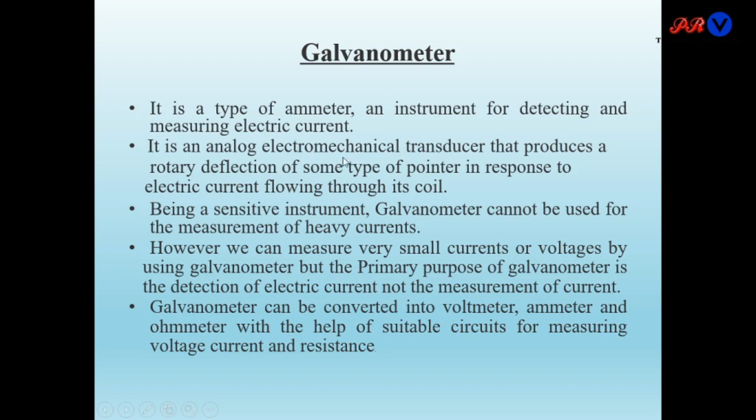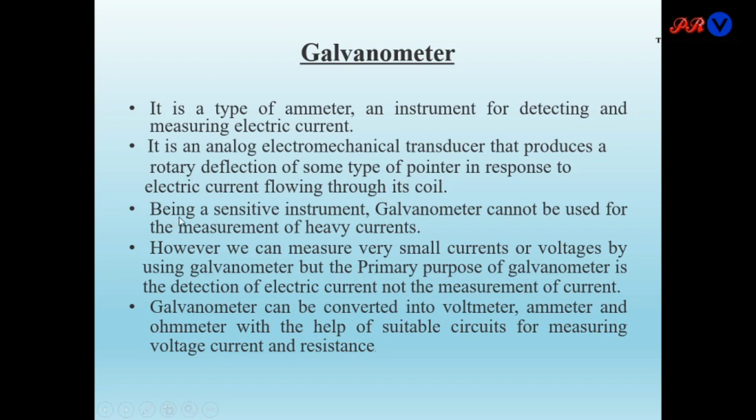It is electromechanical. Electro means the input is an electrical quantity and the output is some mechanical deflection that produces a rotary deflection of some type of pointer in response to electric current flowing through its coil. Means when we pass electric current through the coil, it will show mechanical deflection, means pointer movement.